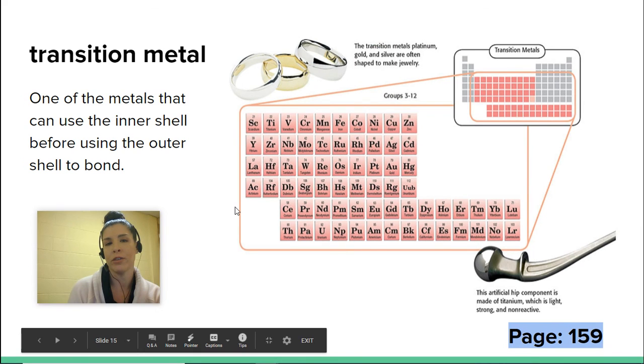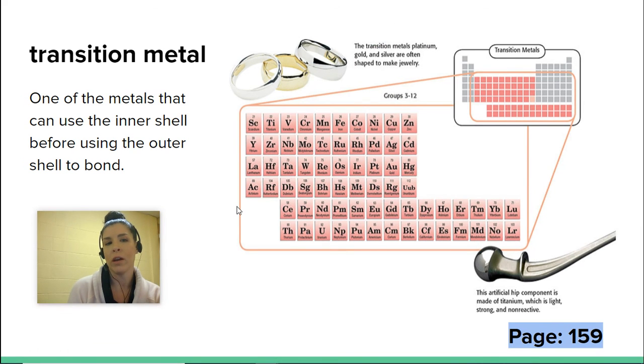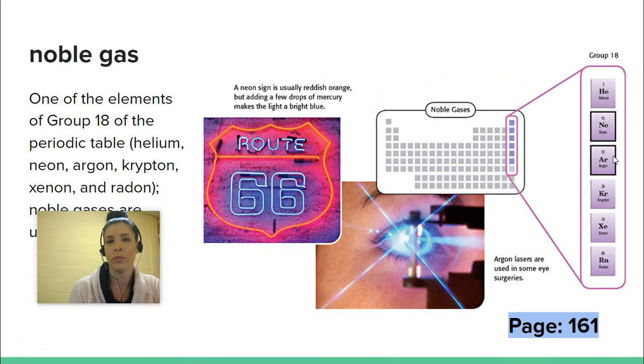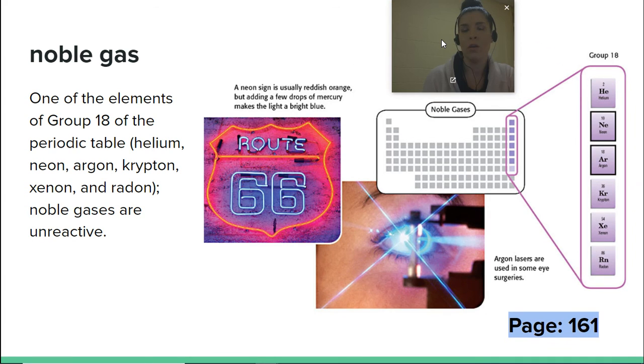Then we have your transition metal, one of the metals that can use the inner shell before the outer shell to bond. Page 159. This is where you can find it on the periodic table. Then we have noble gas, one of the elements of group 18 of the periodic table. So noble gases are unreactive. Then you can find that in group 18, last column all the way to the right. This is found on page 161.